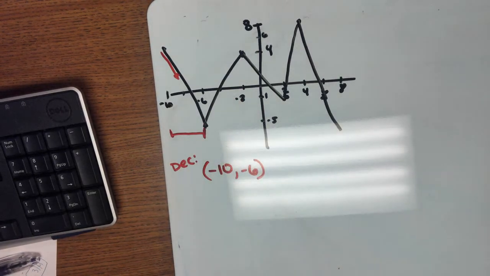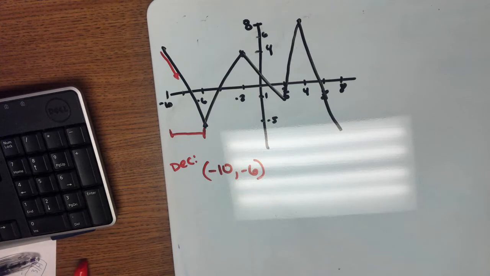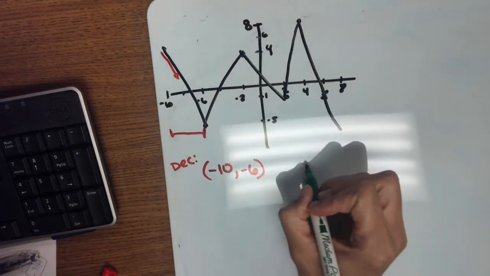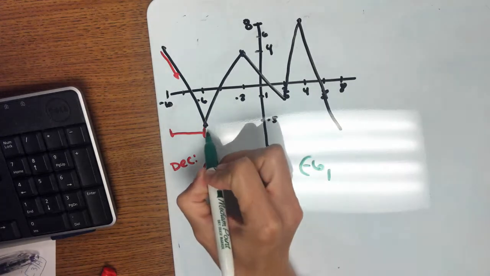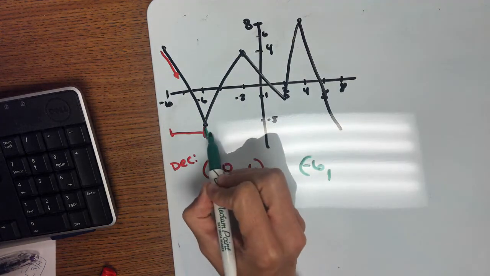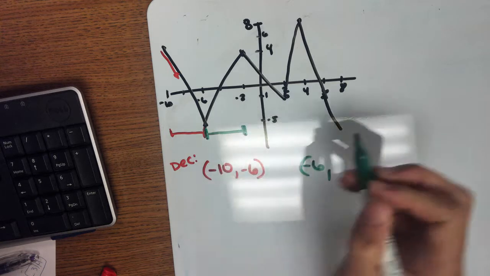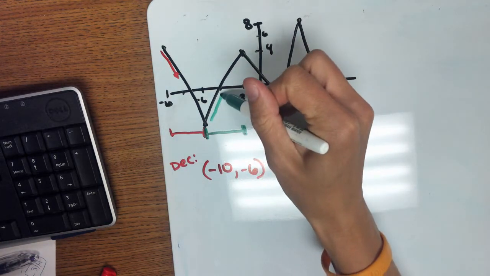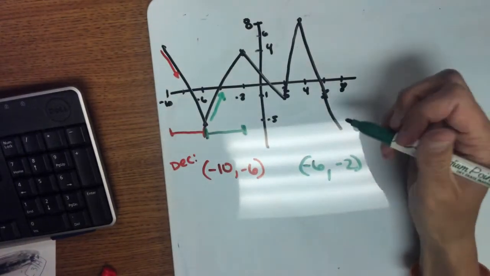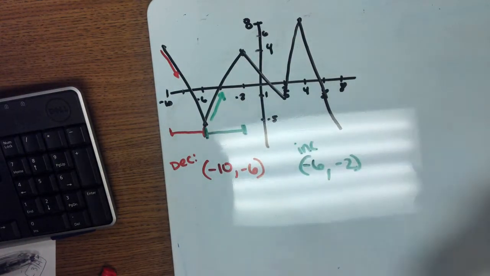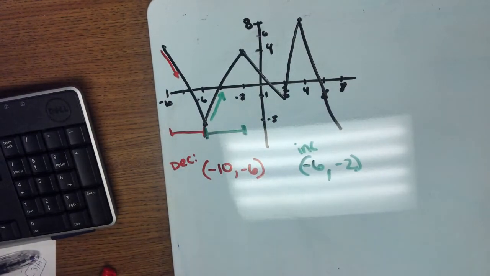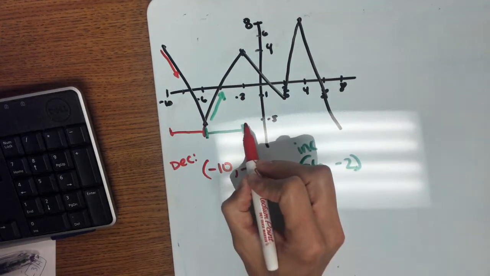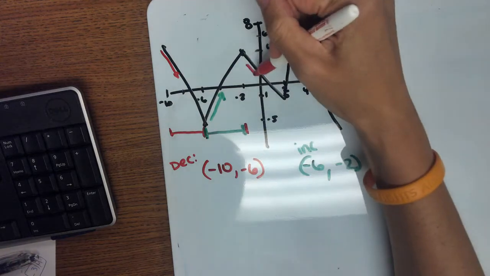So let me grab a different color, blue. We're going to pick back up at -6. And we're going to go until we hit the next critical point, and that occurs at -2. Well, if we look at what my y values are doing, they are increasing, they are getting larger, so we have intervals of increasing. Then, as you can see, we're going to change again, so at -2, we're going to turn to red because we are now going to start decreasing again.